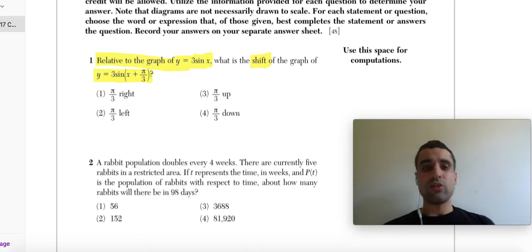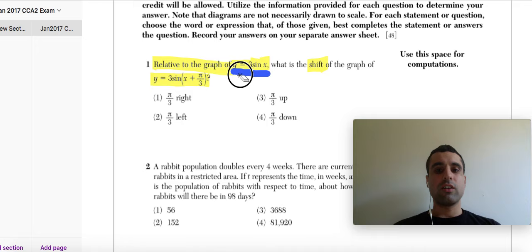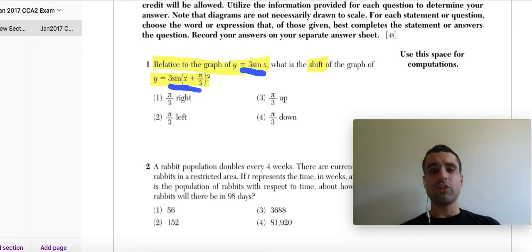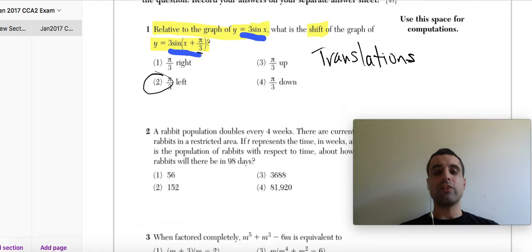So basically, all this question is asking is, how is the graph of y equals 3 sine x translated or shifted to form this new graph? If you know your translations, everything is the same in the two functions. The only difference is that inside the parentheses in the second function, you have plus pi over 3. Anytime you add inside parentheses, it ends up shifting to the left. So this has to do with translations of the graph. That's what you need to look up. So let's look at number 2 now.